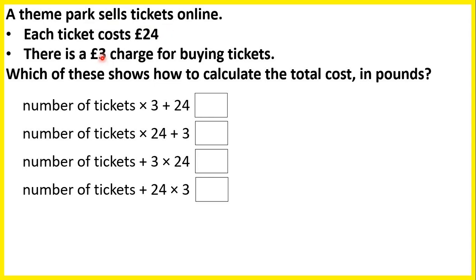And then there is a £3 charge for buying tickets, so no matter how many tickets you buy, you will be charged £3 extra, so that's plus £3. So we need to tick this statement here. The number of tickets times 24 plus 3 shows how to calculate the total cost, because we multiply the number of tickets by 24, but then we need to add £3 because there's a £3 charge for buying tickets.